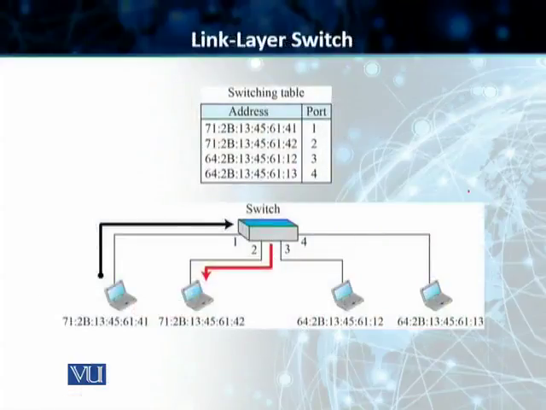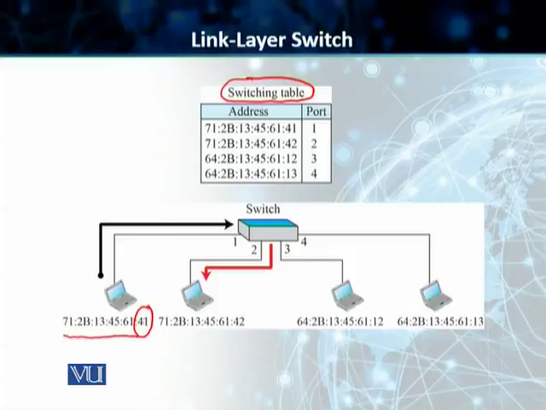Students, as I told you, a switch is an intelligent device, and as you can see in this particular case, the switch that we are using is actually building a table that we call a switching table as well. Let's suppose that this switching table was completely empty at the start. This first station, station number 41, you can see a hexadecimal representation of the physical address or the link layer address in this particular case.